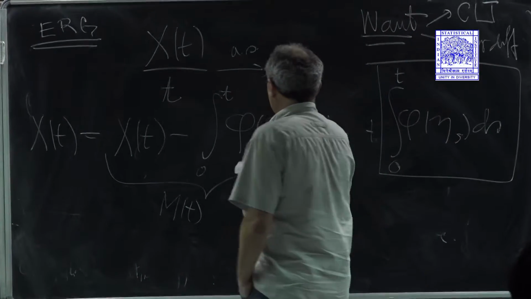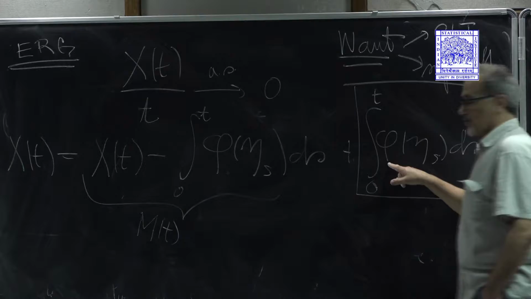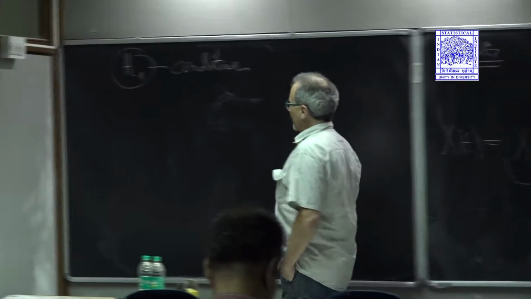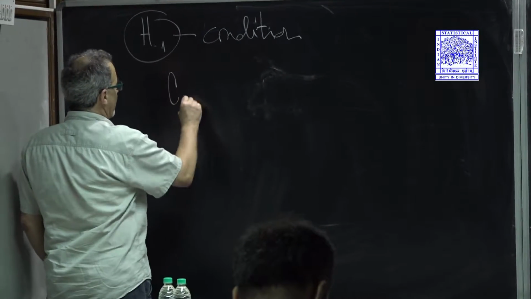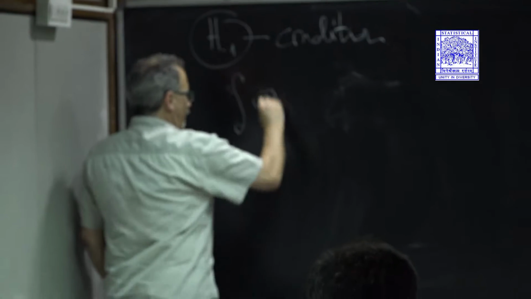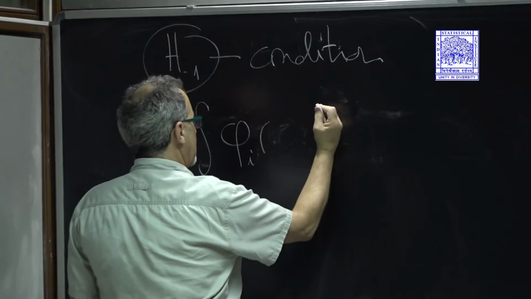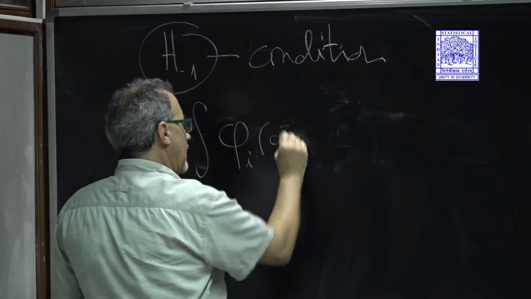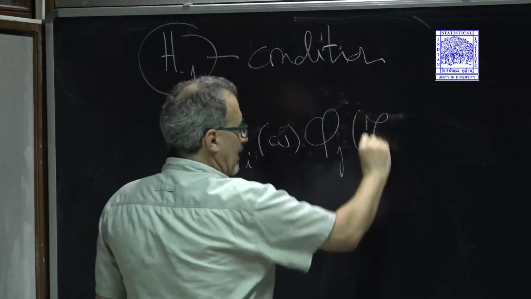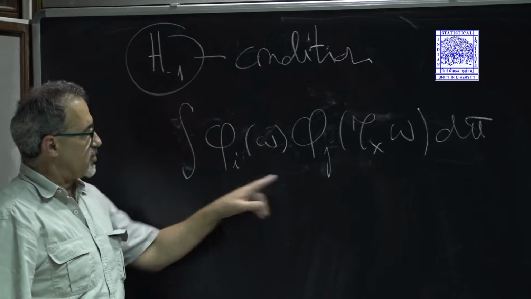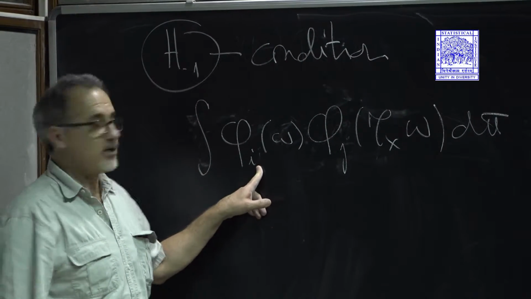Namely, remember that this function is of crucial importance, right? Now let me denote by C sub i j of x the integral of phi sub i of omega times phi sub j of tau x omega d pi. It's i and j because these are in R^d. i, j goes from 1 to d.